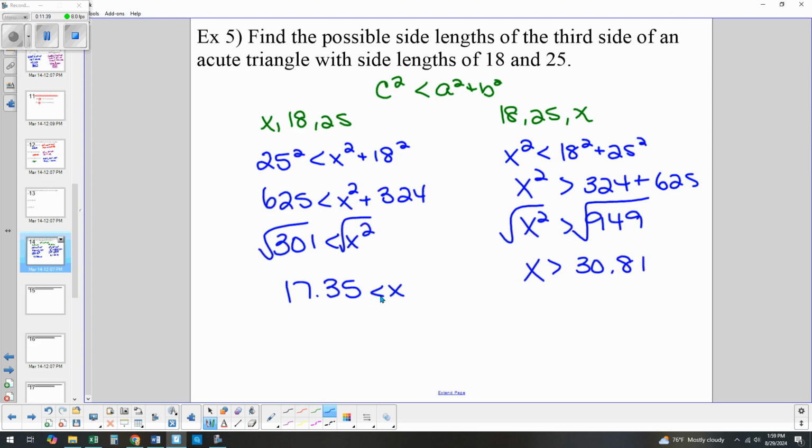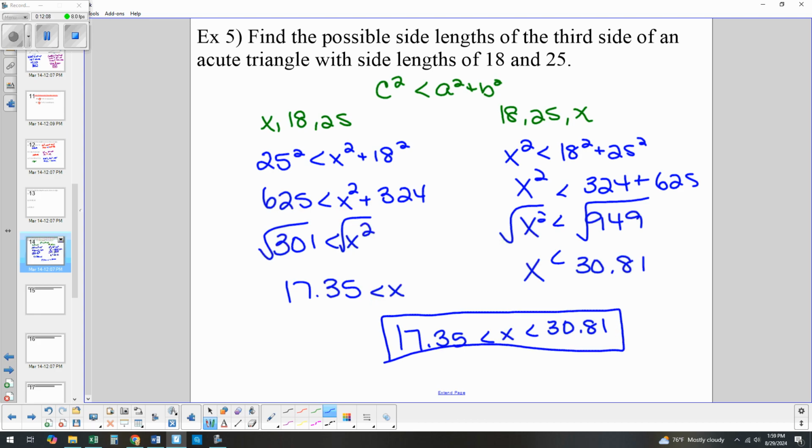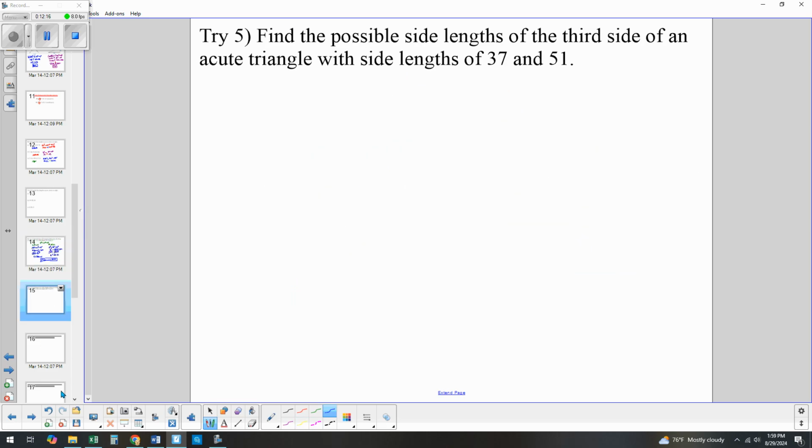So I have x is greater than 17.35, and I have x is, sorry, I put the wrong symbols on this one. Now that I'm realizing, I was good at first. Or x is less than 30.81. So really x is between 17.35 and 30.81. So we're going to write our answer as a compound inequality where x is between these two values. And that is the possible side lengths to make an acute triangle. So here's one for you to try. Pause if you'd like. Answers are posted online.